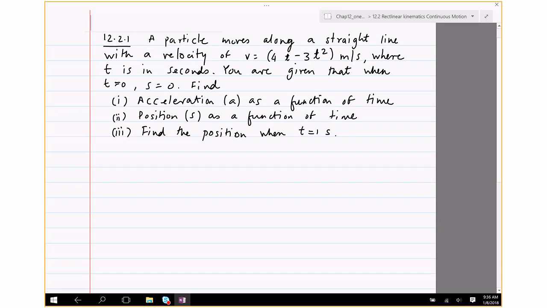Again, this is posted on Blackboard. You can print this out and come to class next time, or if you use a tablet, you can paste it to your tablet and just start solving. The question is, a particle moves along a straight line with a velocity v equals 4t minus 3t squared, where t is in seconds. When time t equals 0, s equals 0. We have to find first the acceleration, second the position, and the position when the time is 1 second.